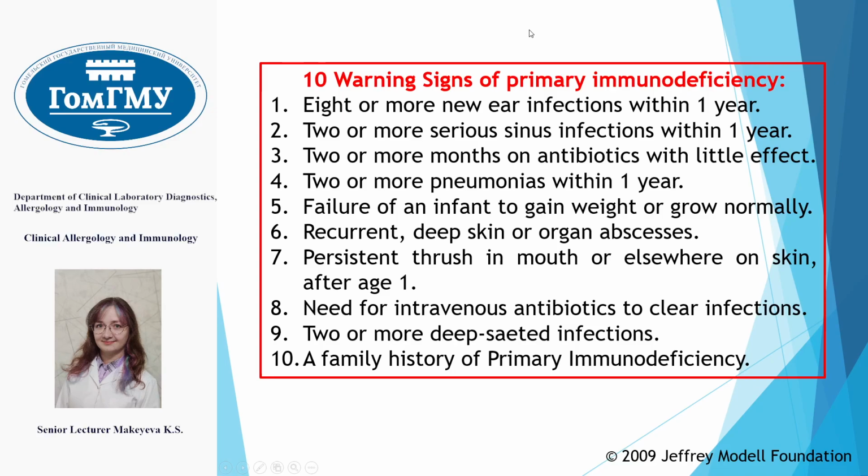The 10 warning signs of primary immunodeficiency include 8 or more new ear infections within 1 year, 2 or more serious sinus infections within 1 year, 2 or more months on antibiotics with little effect, 2 or more pneumonias within 1 year, failure of an infant to gain weight or grow normally, recurrent deep skin or organ abscesses, persistent thrush in mouth or elsewhere on skin after age one, need for intravenous antibiotics to clear infections, 2 or more deep-seated infections, and a family history of primary immunodeficiency.